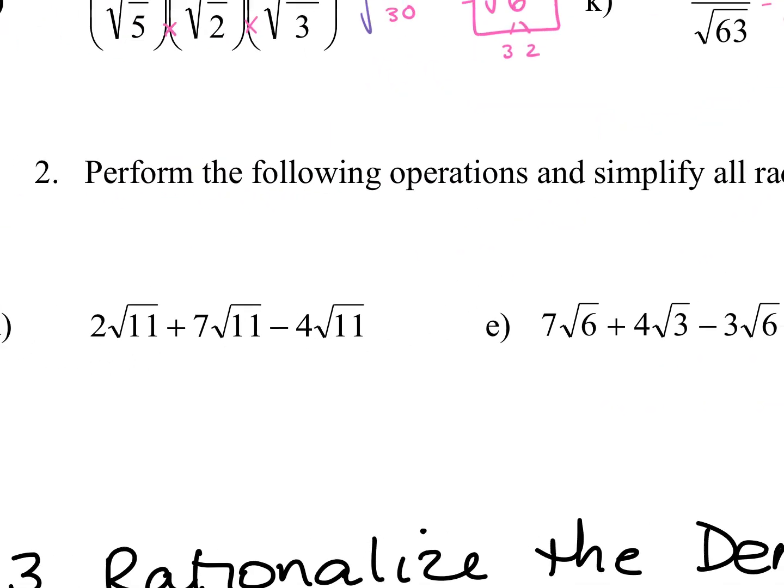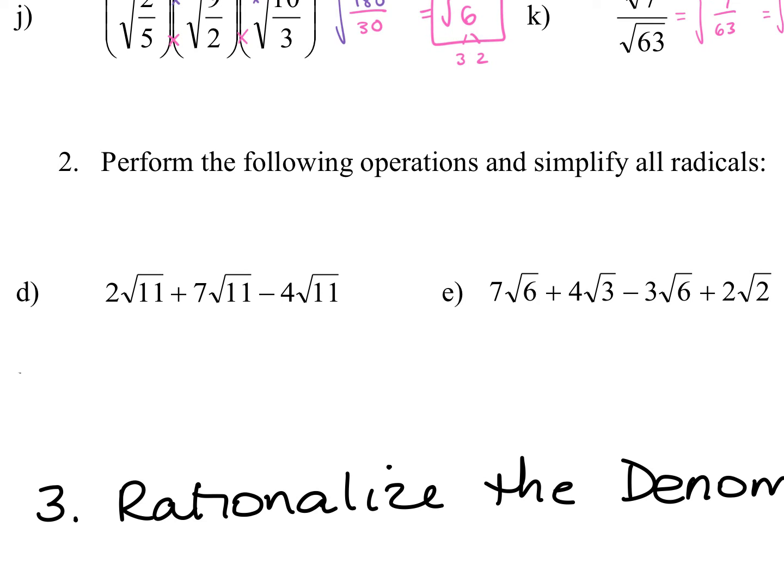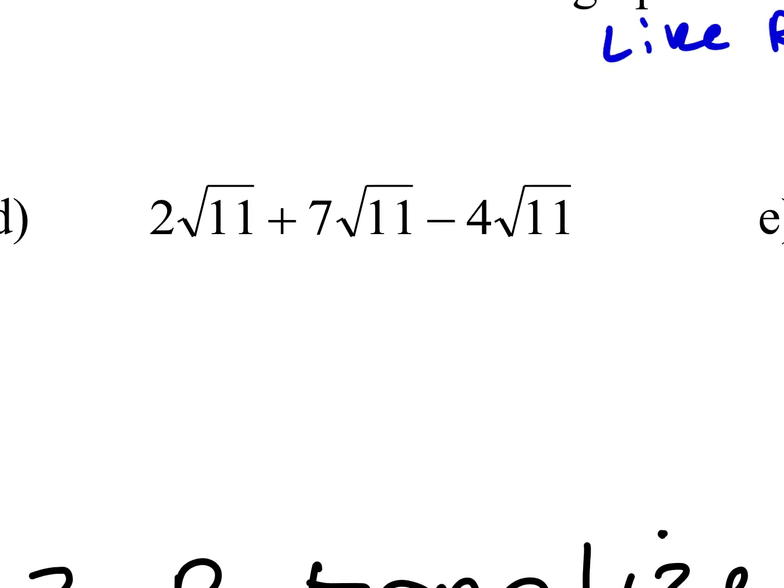All right. For number 2, we want to perform the following operations and simplify all radicals. So in order to add or subtract radicals, we need them to be like radicals. So it has to have that same number under the square root. So looking at D, are these like radicals? Yes. So they're like, so I can combine them.